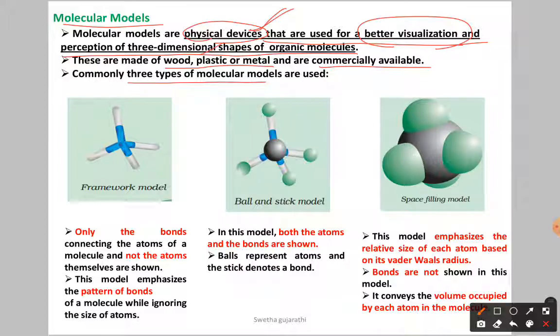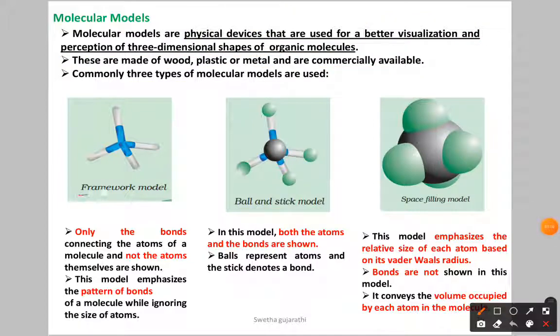The first one is the framework model. The second one is the ball and stick model. Here you can see the ball and stick type model. Next, the third one is the space filling model. Now let us discuss all the models one by one and the use of each model.